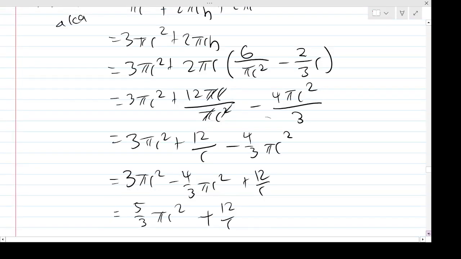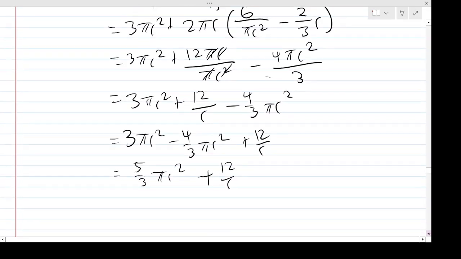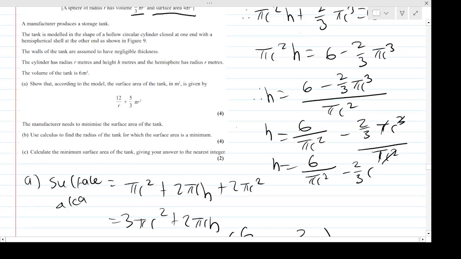Cool, okay. Again, that's probably the hardest part of the question. Again, if you're a bit stuck on that, please just try to do the other parts of the question, which we'll do now. It's just a bit of differentiation. Now, we're told the manufacturer needs to minimise the surface area. We need to minimise this expression here.